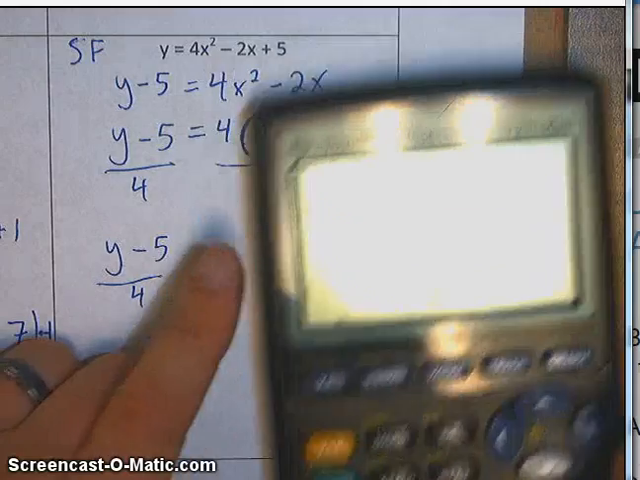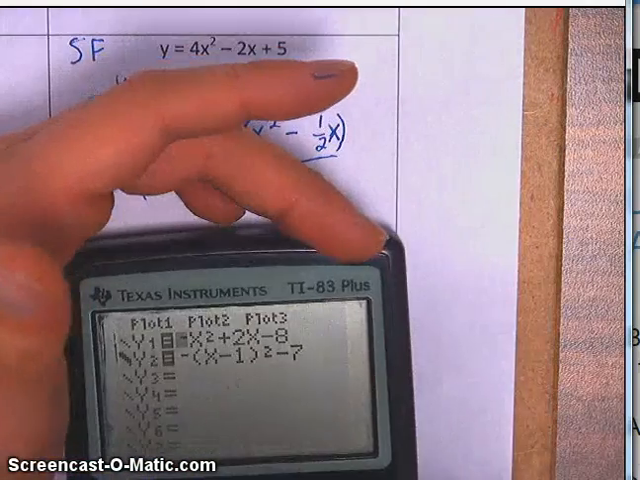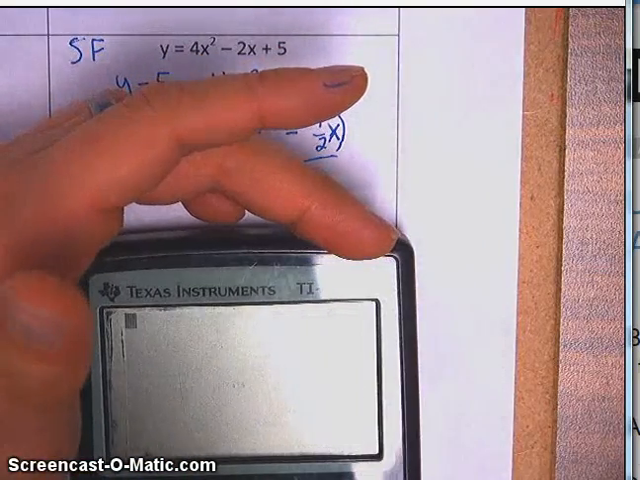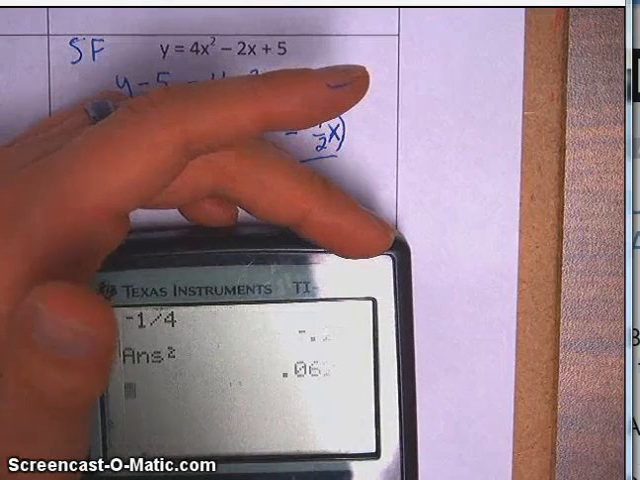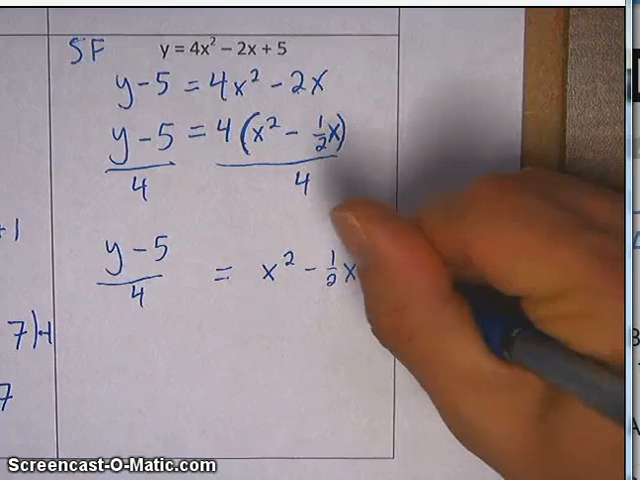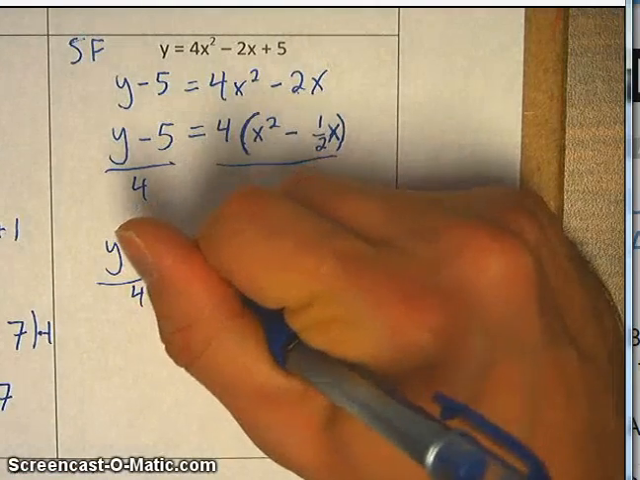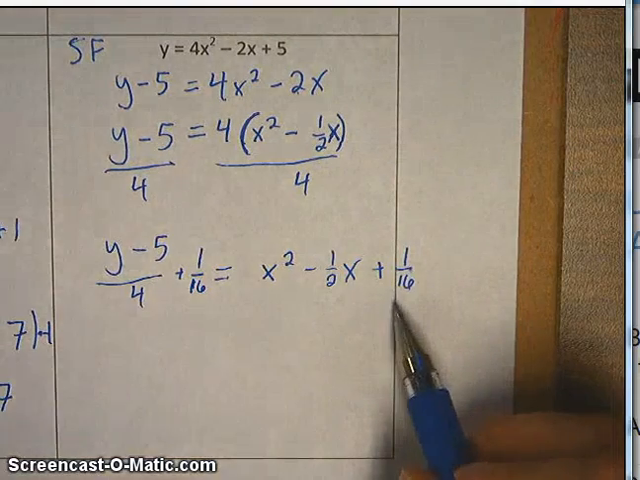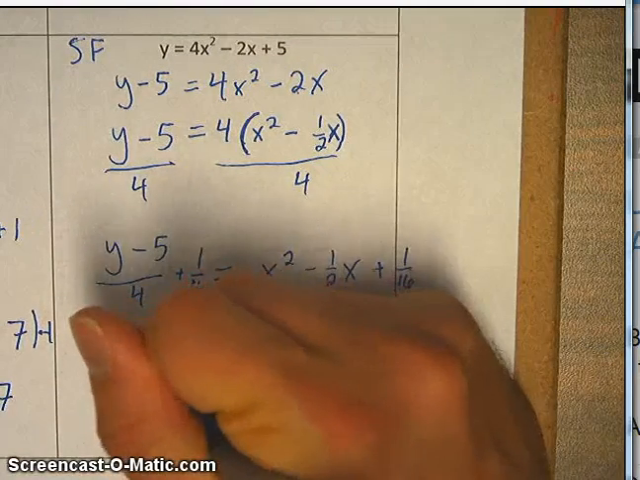And if you're thinking, oh no, what's negative 1/4 squared? Well, we can just do that in the calculator. Negative 1 divided by 4, enter, squared, math, enter, enter, is 1 over 16. So I'm going to add 1 over 16 to both sides. This thing is now a perfect square trinomial. Keep the left the way it is.